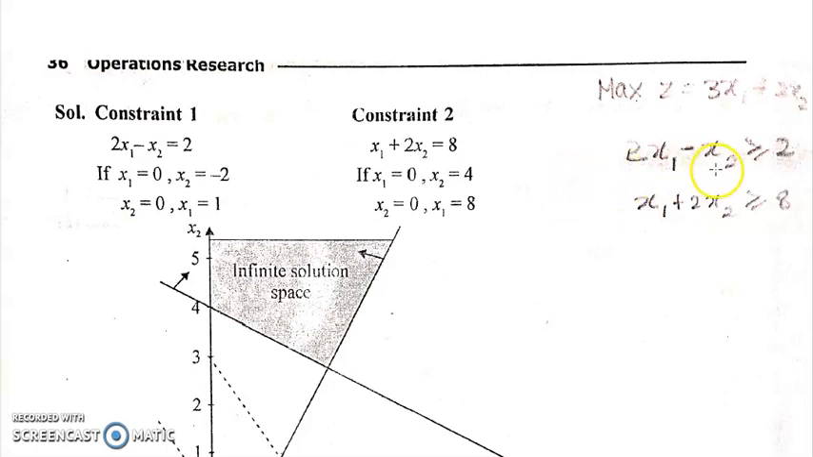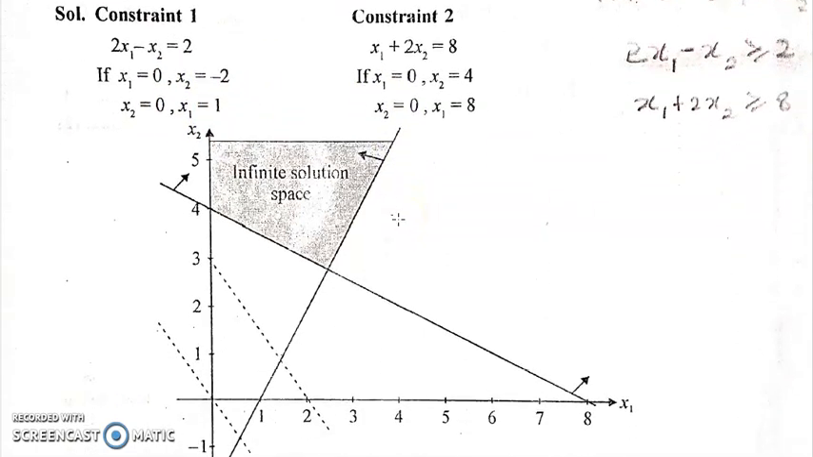Okay, so first step is to remove the inequality sign and make it equal to in both the equations, then solve for the coordinates. First put x1 = 0, x2 will be minus 2. Then put x2 = 0, x1 will be 1. Then coming to the second constraint, put x1 = 0, x2 will be 4. Then put x2 = 0, x1 is directly 8. With the help of these two coordinates and these two coordinates, draw the line.